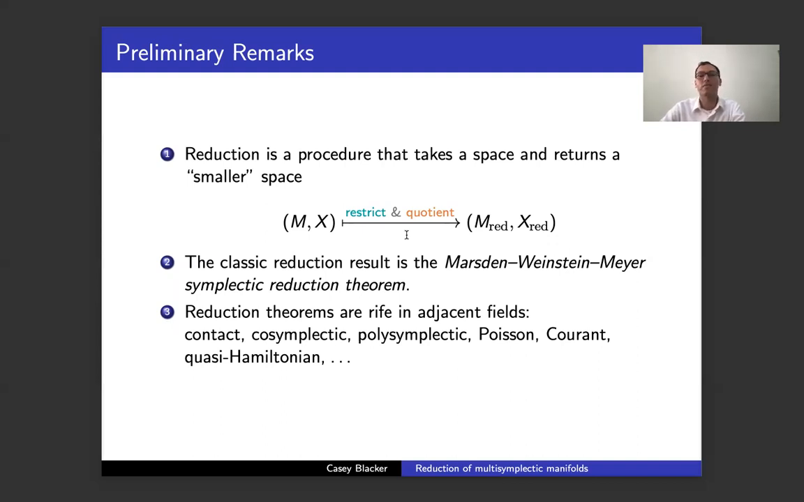The classic reduction result is the Marsden-Weinstein-Meyer symplectic reduction theorem, which we'll talk about in the next section. Reduction theorems are completely prevalent in symplectic adjacent fields. This includes, for example, contact reduction, co-symplectic, polysymplectic, Poisson, Courant, quasi-Hamiltonian, etc.